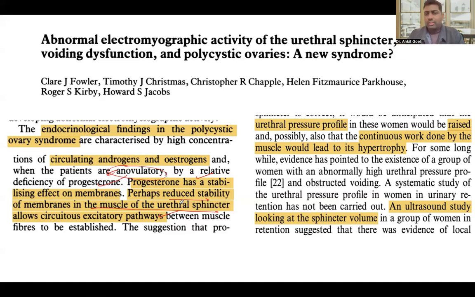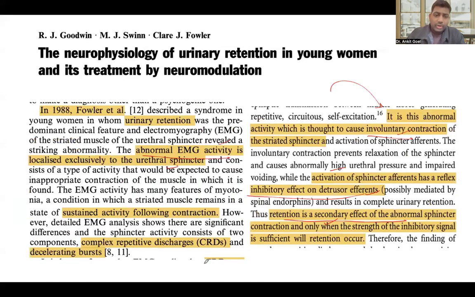Now, how have these electrical activities been described? Fowler further studied it and described this abnormal electrical activity as complex repetitive discharges, CRDs, and decelerating bursts. We don't have to go into that much detail to understand the electrophysiology behind it. But we should know what's wrong in these women and why young women are the main population suffering from Fowler syndrome. And this is all what Fowler described in his study.